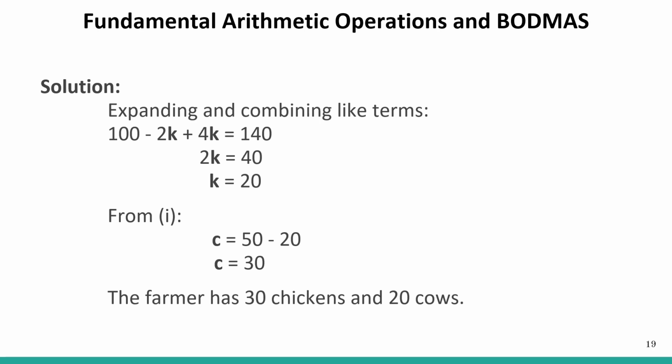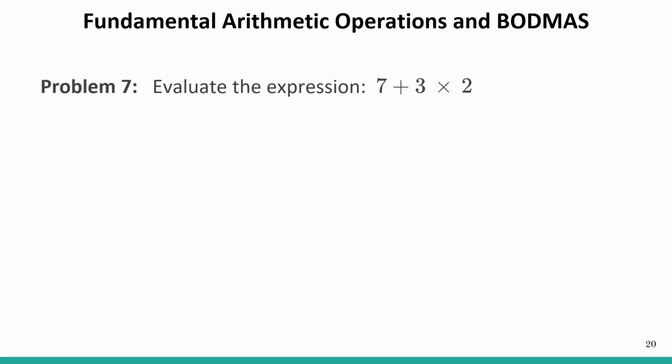Okay, so problem number 7 asks us: what is 7 plus 3 into 2? We'll use the BODMAS rule. The BODMAS rule asks us to search for brackets first. There are none. So we go down to O, that is, we search for powers or exponents. Are there any? No. So let's go down to division. Are there any? No. But there is multiplication. So we have to do it first.